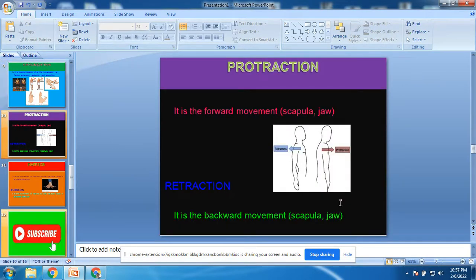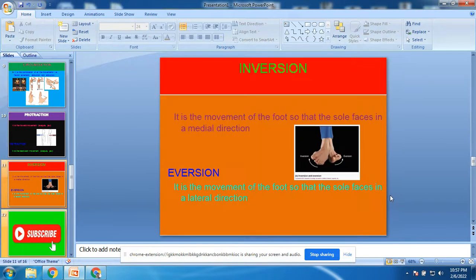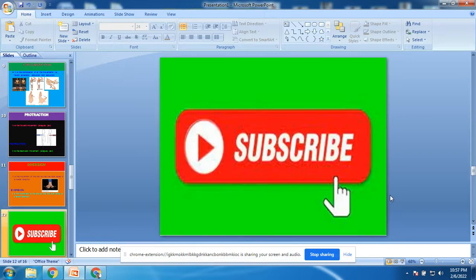Protractions. This is a scapula or shoulder movement. It is the forward movement of the scapula. Like this, protractions. Then retraction. It is the backward movement of the scapula. Like this. Inversion. It is the movement of the foot so that the sole faces in a medial direction. Eversion. It is the movement of the foot so that the sole faces in a lateral direction.